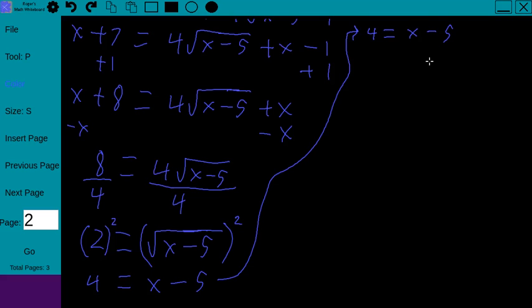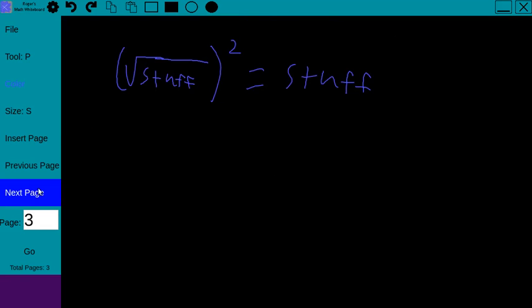So 4 equals x minus 5. And how do we solve for x? Well, we got to plus 5 here. Plus 5, and 5, 6, 7, 8, 9. So 9 equals x. All right, so we have an answer for x. We have solved for x. Now, we have used this principle of squaring both sides to get rid of the stuff that's underneath the radical. We've used that twice now.